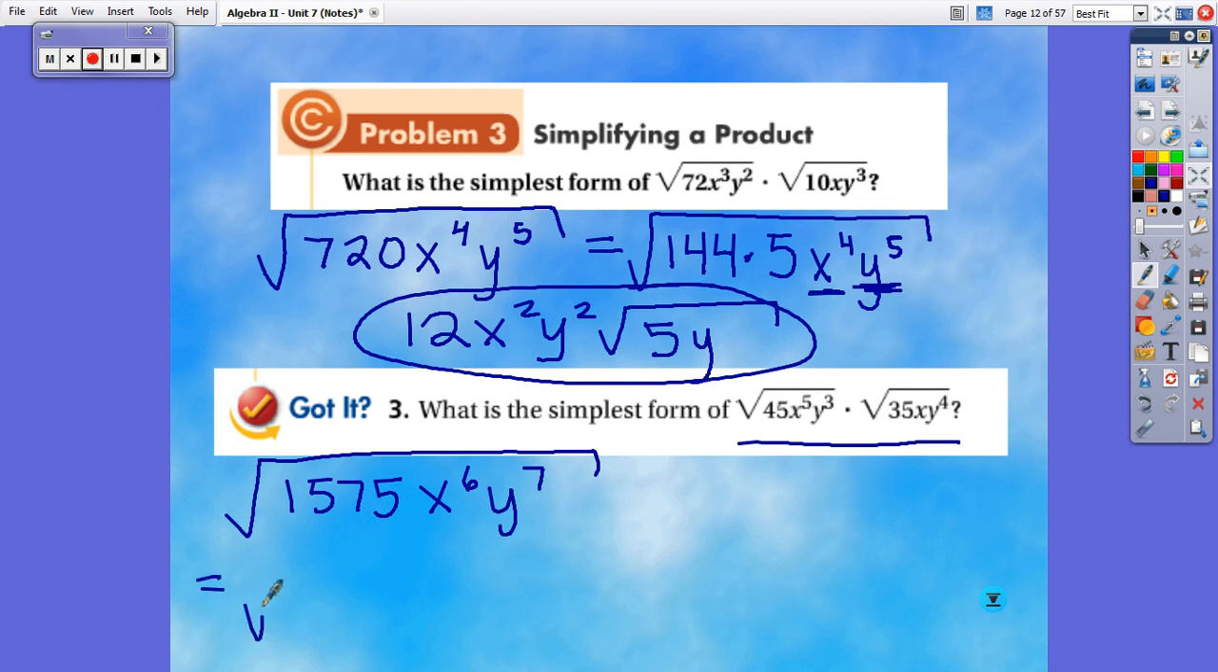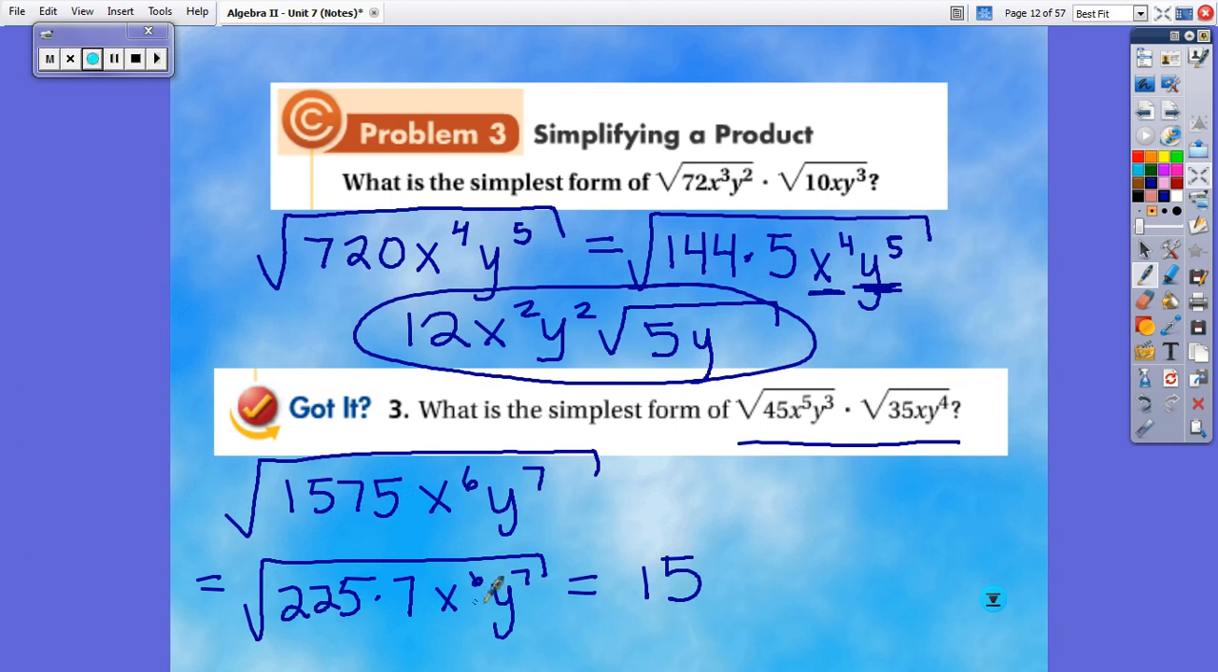And that really breaks into 225 times 7, x to the 6th, y to the 7th. And the square root of 225 is 15, so that's going to be 15.